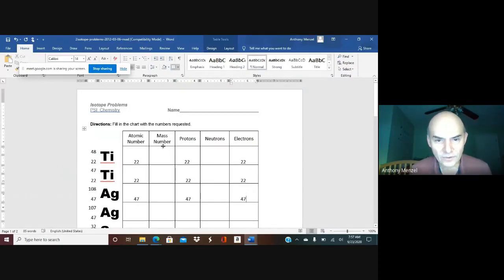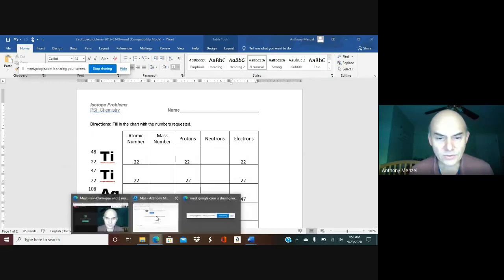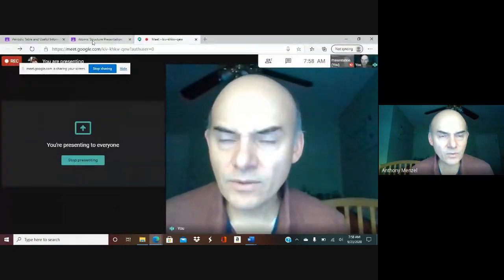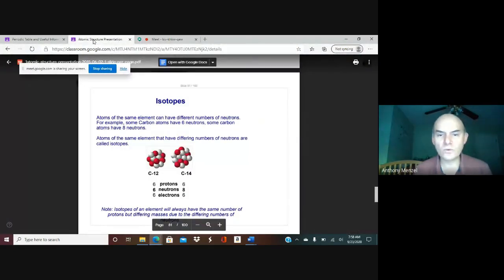Now, to fill out the rest of this chart and continue to analyze the information on the periodic table, we have to learn about a chemical concept called the isotope. The isotope. And I'm going to bring us to some information that's found on a website called njctl.org.